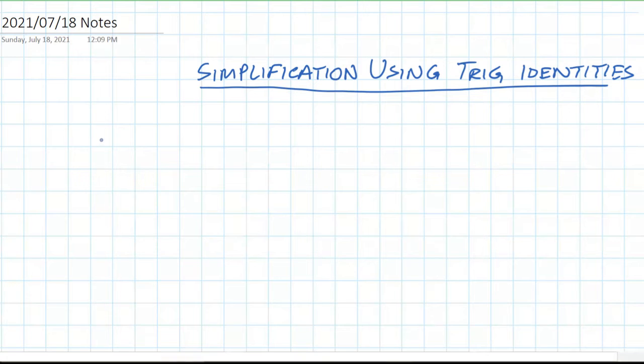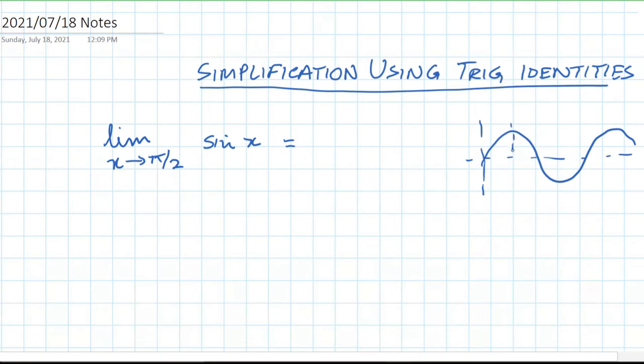So for example, if I'm trying to say, okay, limit x goes to pi over 2, sine x is what? Right? Sine function is like this, right? Continuous. This is where pi over 2 is, right? So you can try plugging pi over 2.